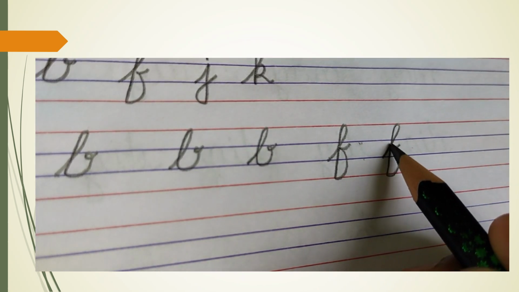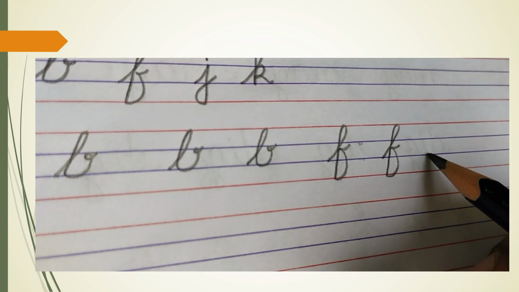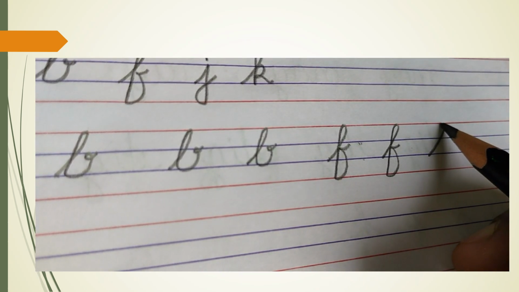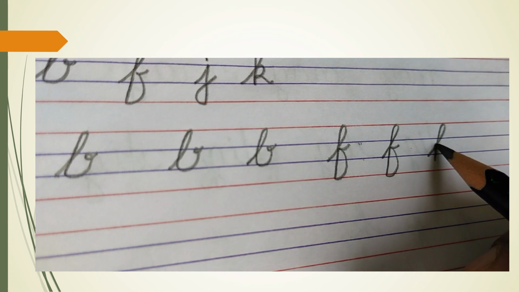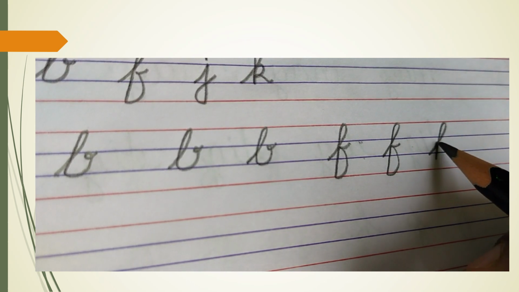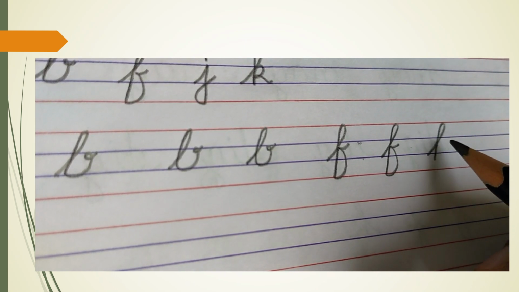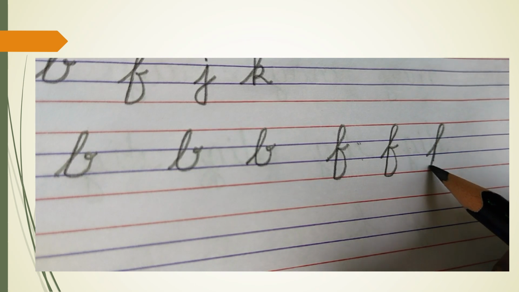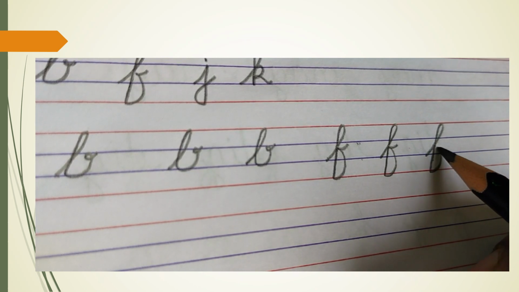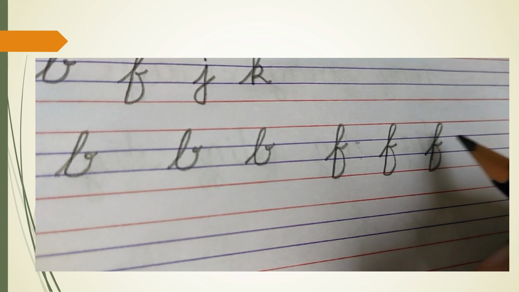See, this point, intersecting point should be in the second line. Go up, come down. When you are taking back, this intersection point should be in the second and third line. Then where it is intersecting, go and touch there and put a small curve.